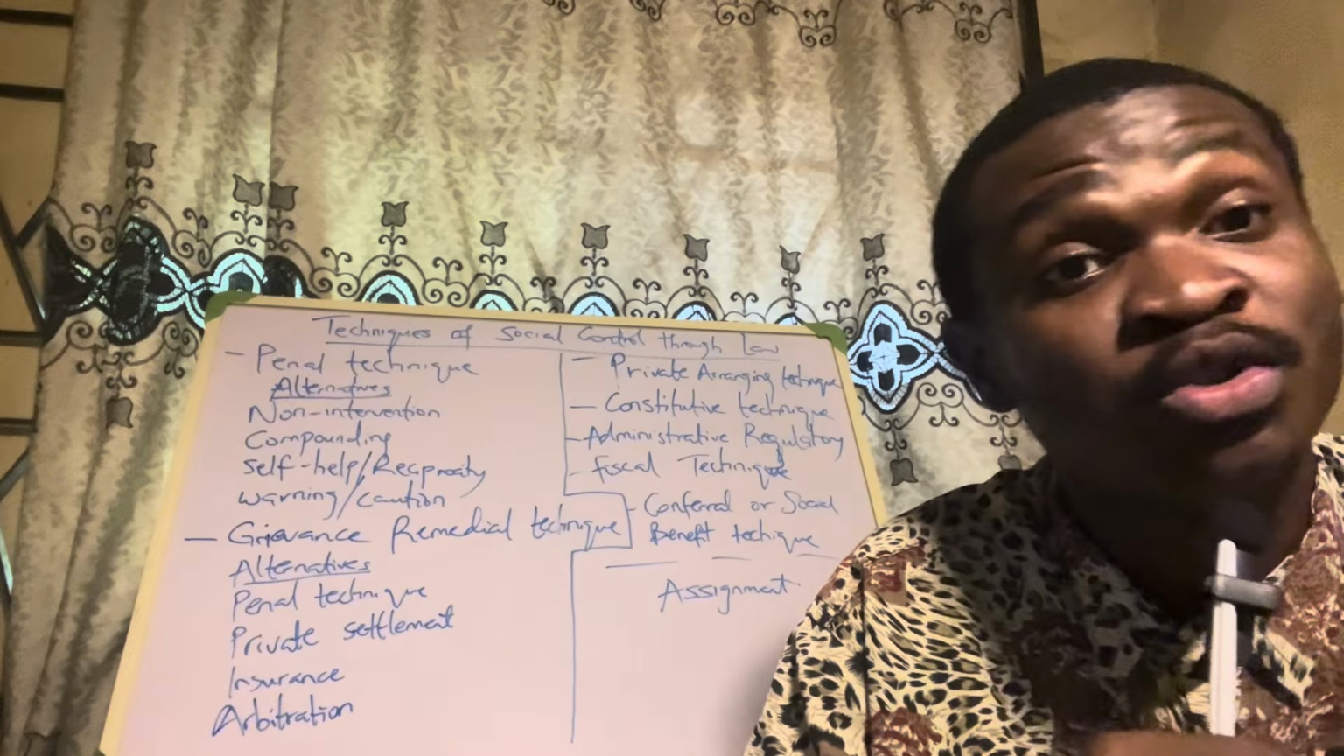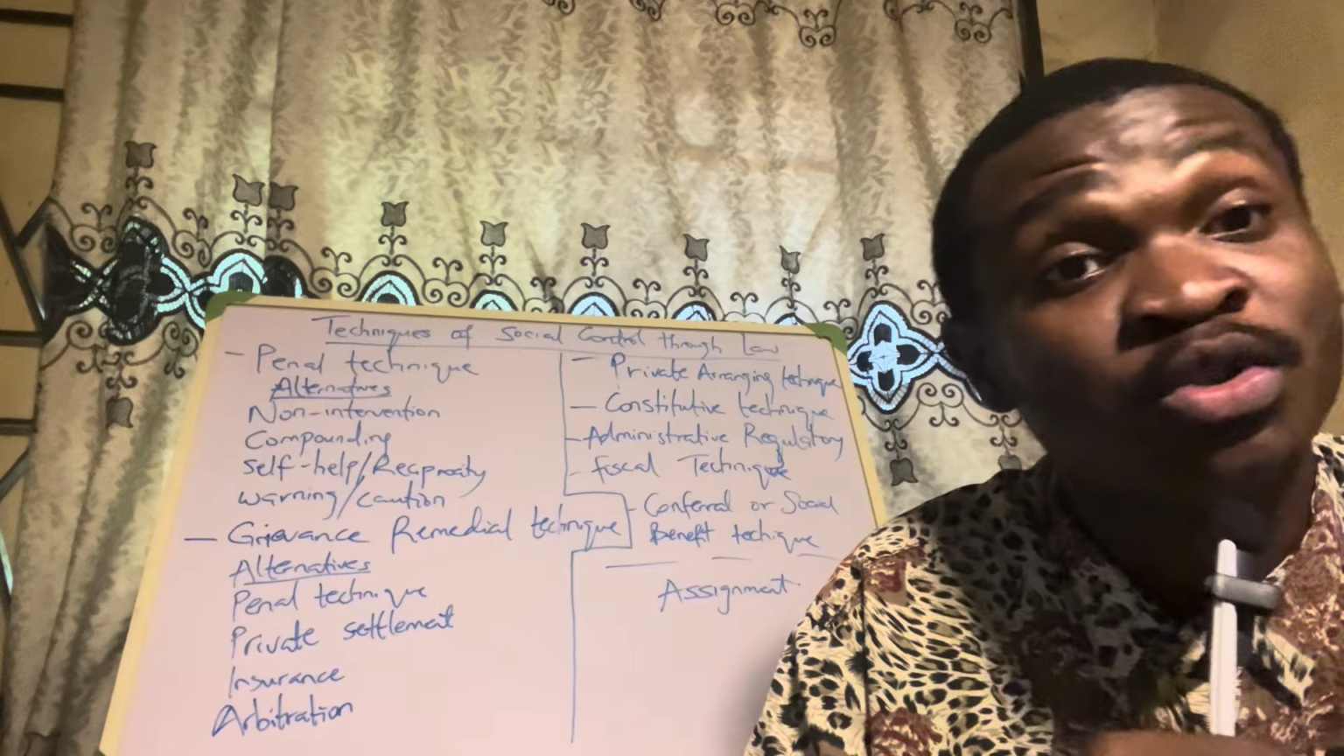If there was no law, I could steal and nothing will happen. But since there is law now, banning or criminalizing stealing, I would have to think twice before I go to steal. Because I know that if I steal, the law will catch up with me. So that is social control.